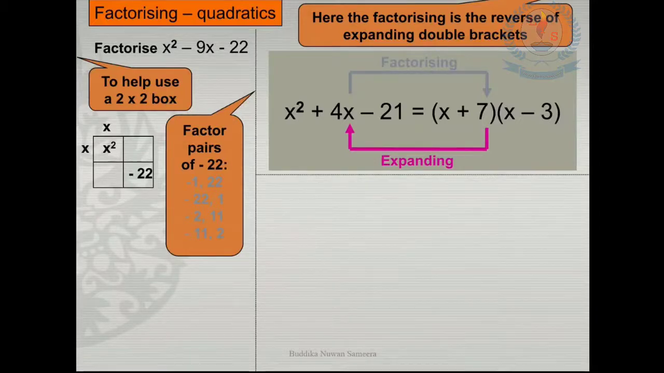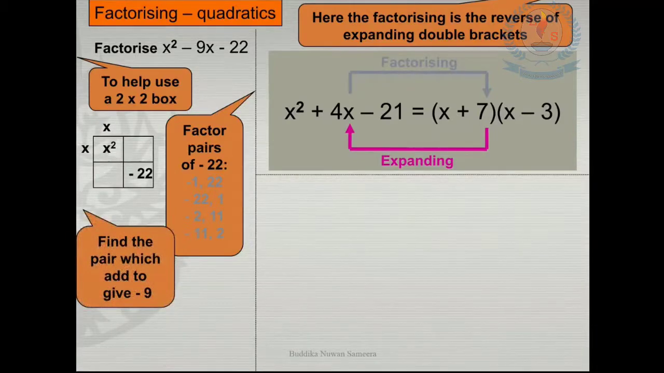But we need to make minus 9, and it forms plus 9. See the last one, minus 11 plus 2. Minus 11 plus 2 is minus 9. So that is the factor pair we can take: minus 11 and 2. When you add minus 11 and 2, it gives minus 9. So what are the two factors? That is minus 11 and 2.